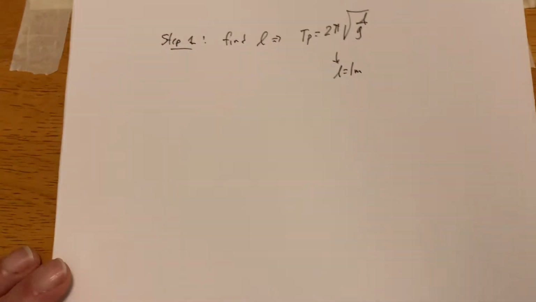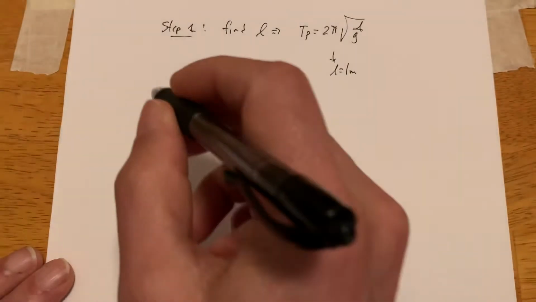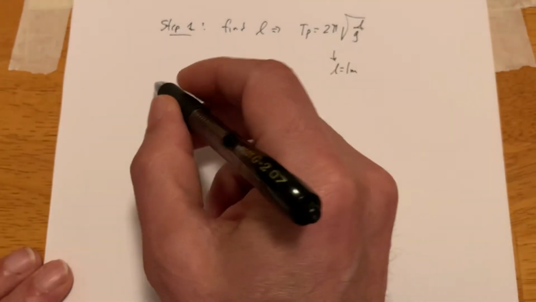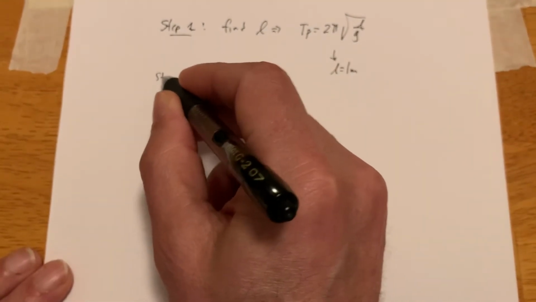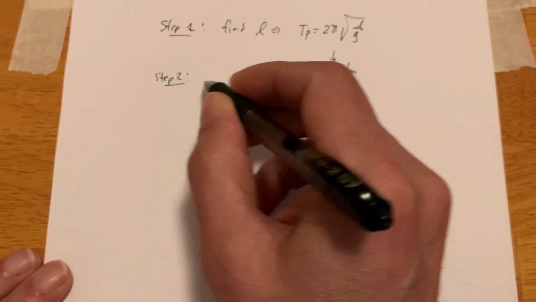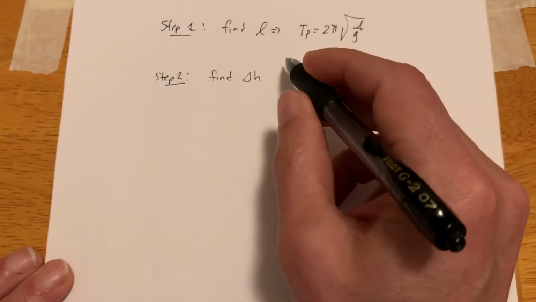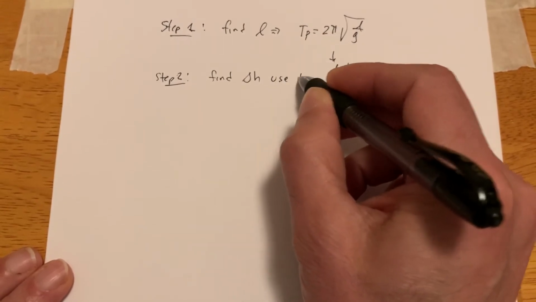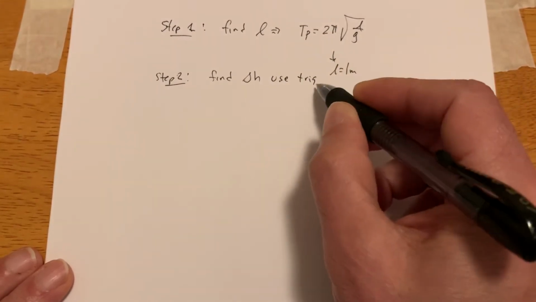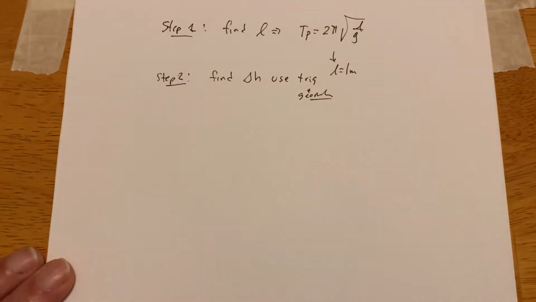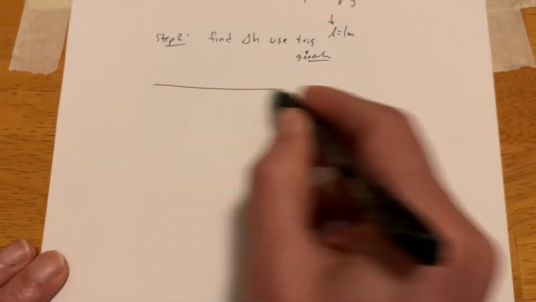Okay, all right, so step two. Now here's how am I going to find that delta H? So step two, find delta H, and we're going to use trig and a little geometry. Right, geometry. Okay, so let me draw this out.